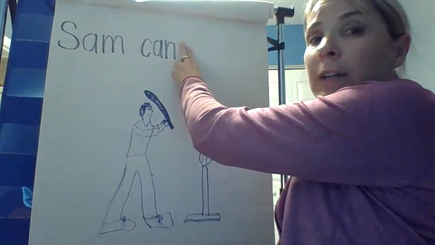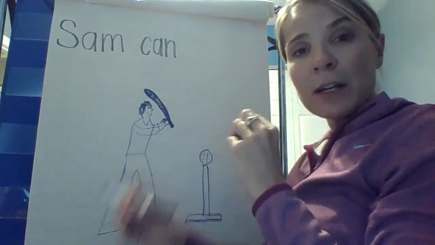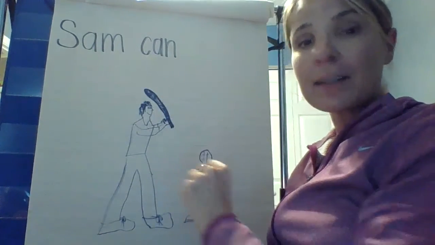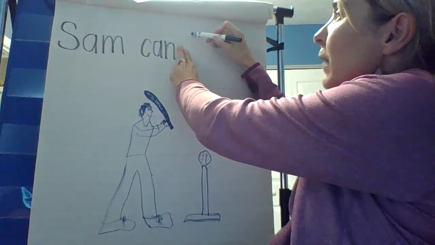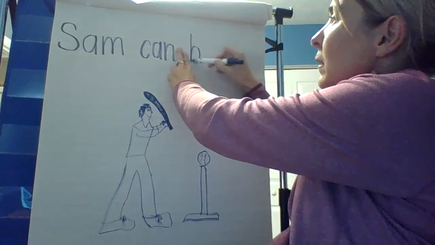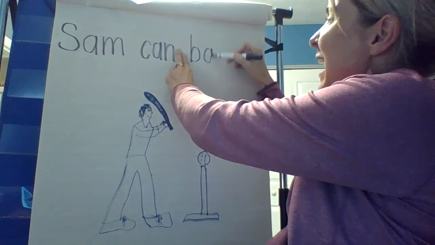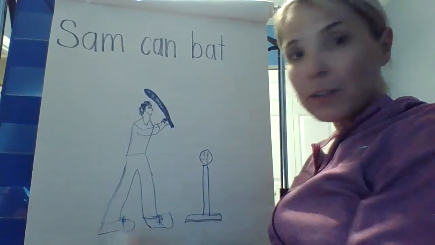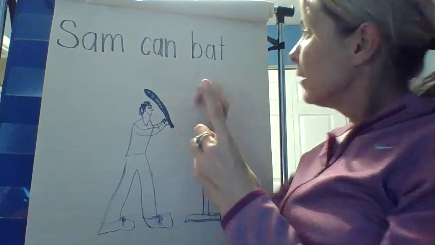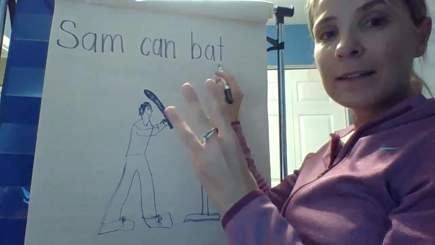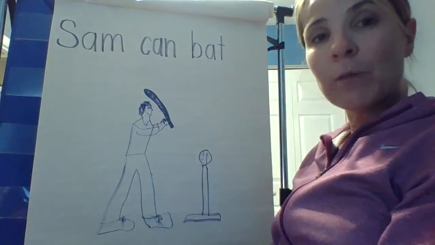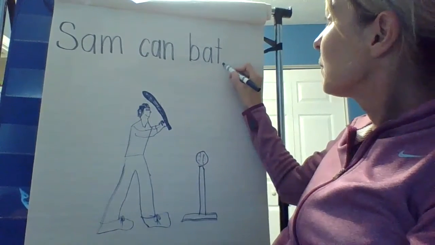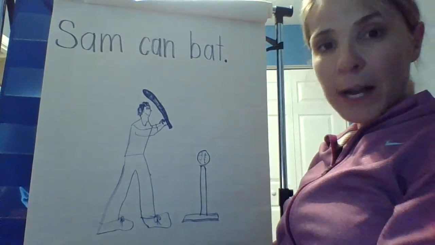Okay, Miss Lowther, I don't know how to spell bat. Stretch it. B. At. Write down the sounds you hear. B. We know that one. B. At. So all those sounds you knew. You just have to stretch it out. B. At. Good. And when you're done with your sentence, you need a punctuation mark. So put a period. Good writers go back.